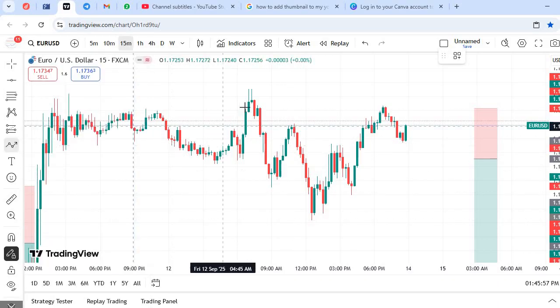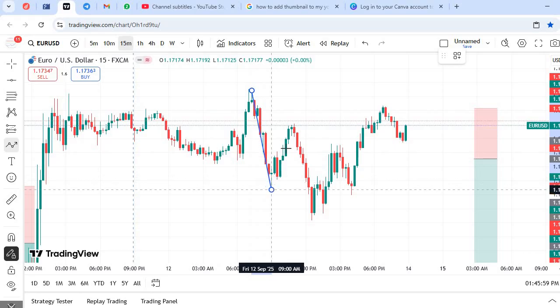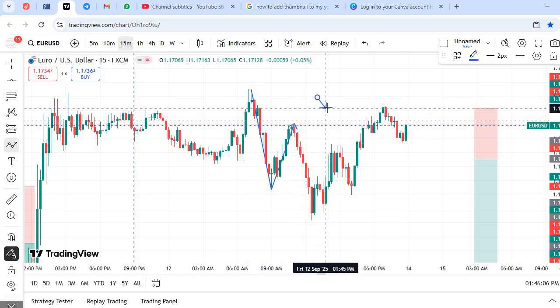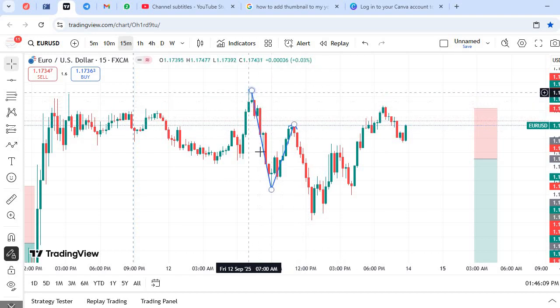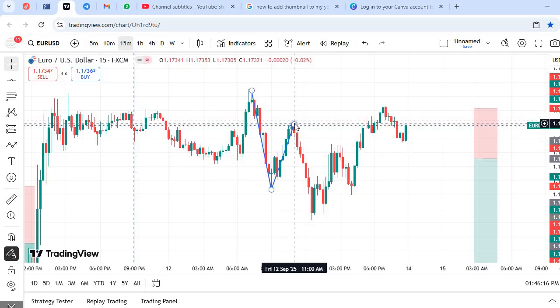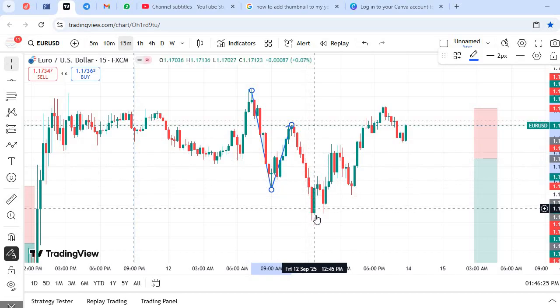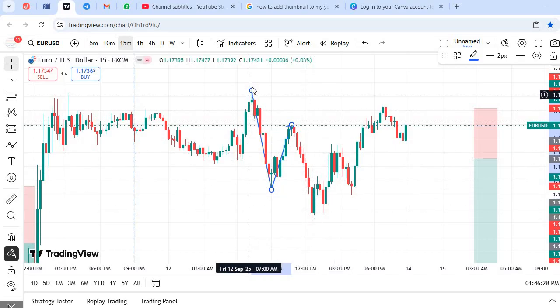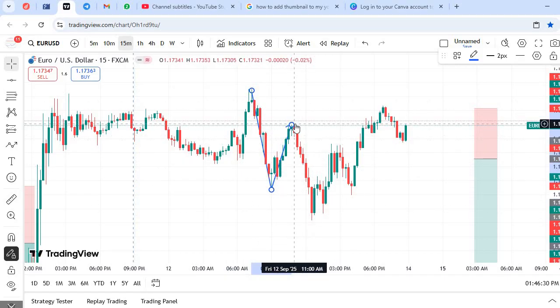Please listen attentively. This is the impulse and correction. Can you see? So this is impulse and correction. For this impulse and correction, we want to know where this correction will get to before the retraction ends, before we now look for a selling opportunity. Are you with me? So this is an impulse and a correction.